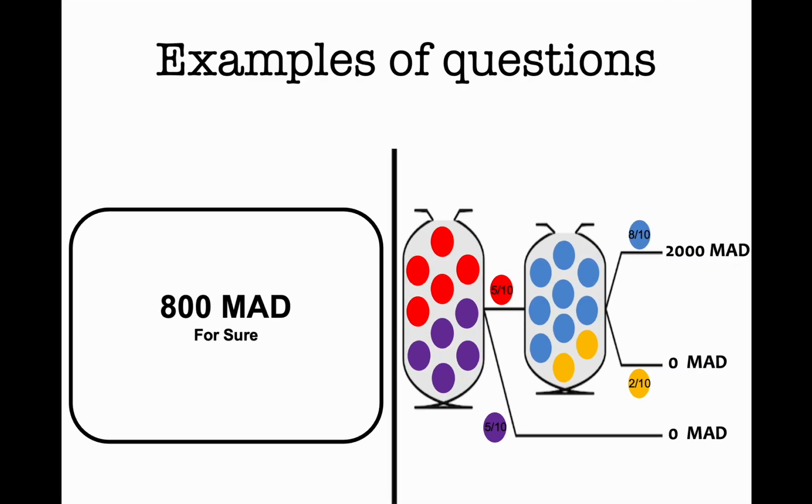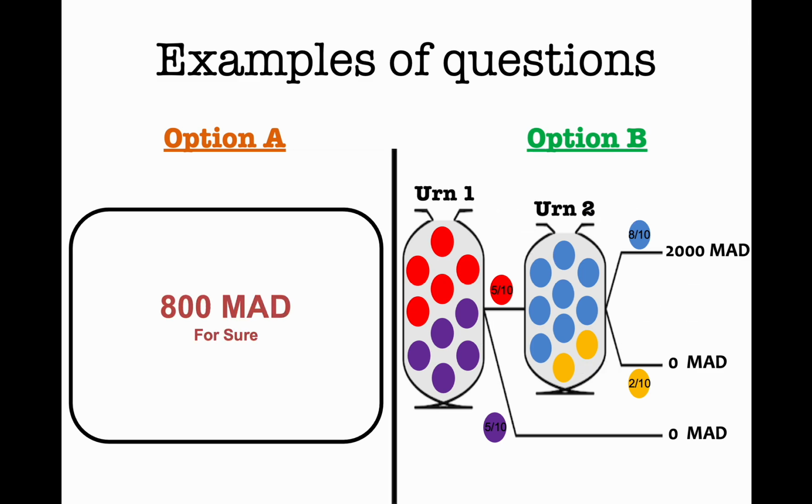Here's an example of a question. You must choose between two options. Option A, on the left of the screen, and Option B, on the right of the screen. Option A offers a certain gain of 800 dirhams. Option B contains two urns each containing 10 balls of different colors. In the first urn, we have 5 red balls and 5 purple balls. If a purple ball is randomly drawn, you will receive 0 dirham.